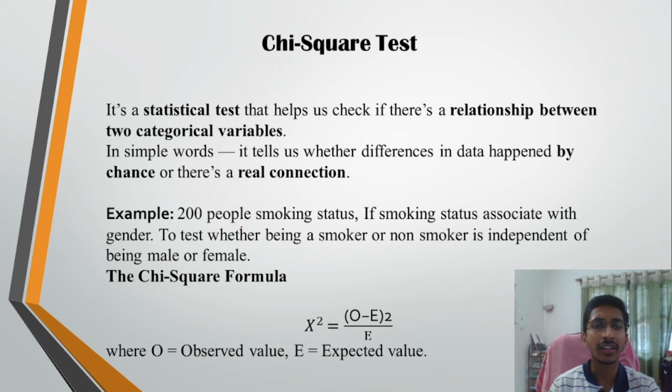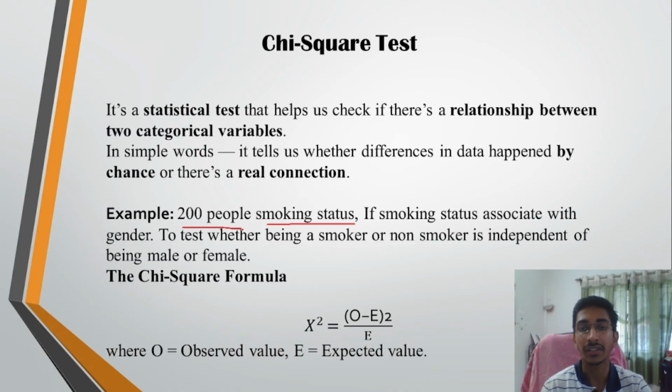If we take an example, suppose we check the smoking status of 200 people. Is the smoking status associated with gender or not, correct? So we apply the chi-square test. This is the formula of the chi-square test: observed value minus expected value, whole square, divided by expected value, right?